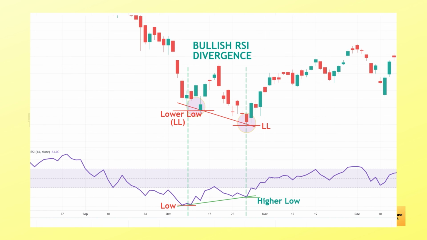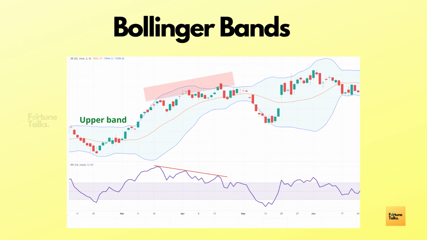Now the second type is bullish divergence, which means the market or the price makes a lower low, but the RSI indicator makes a higher low. This shows a sign of strength and the market is expected to move higher. So this is RSI divergence in brief. So now combining RSI divergence with Bollinger Bands. If the price is at the upper Bollinger Band and the RSI shows a bearish divergence, this indicates a weakness in the market, which means that the price can move down to the mean or the moving average.